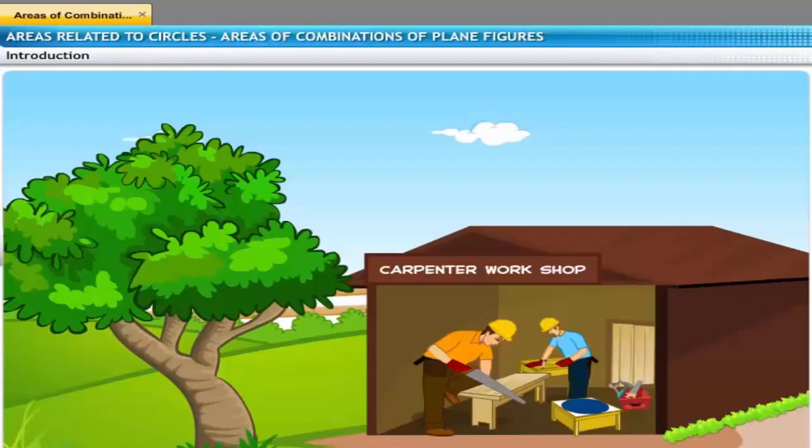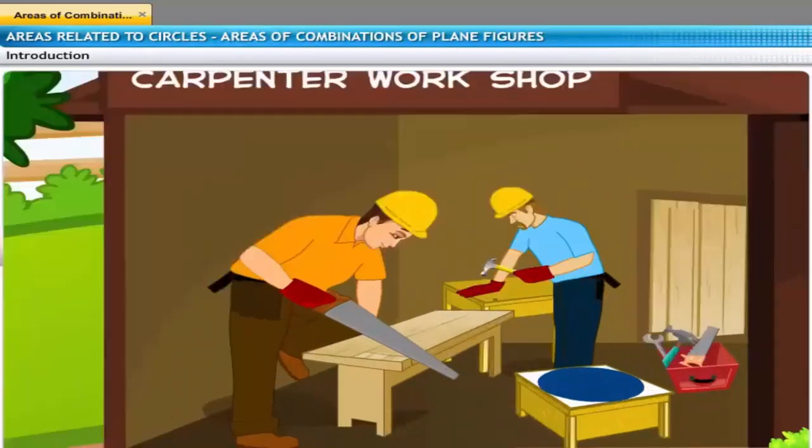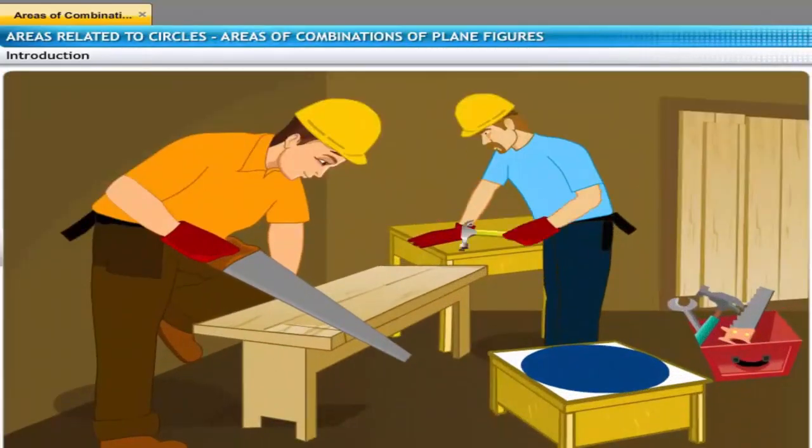Sam's father Joe is a carpenter. In his free time, Sam helps his father with his carpentry. Joe makes wooden furniture. He uses veneer of different colors to design the surface.